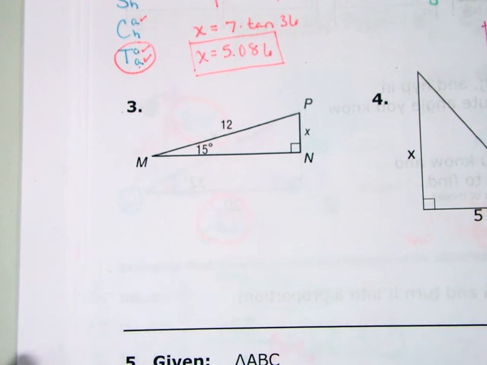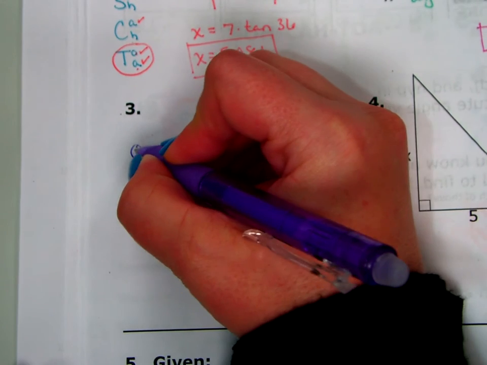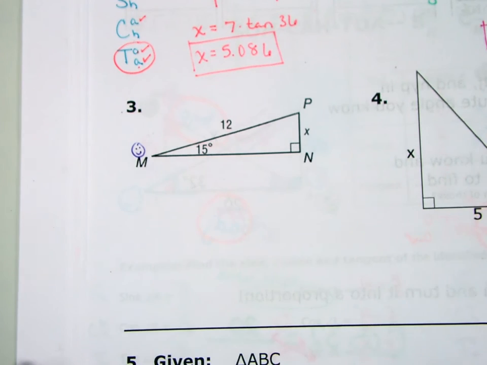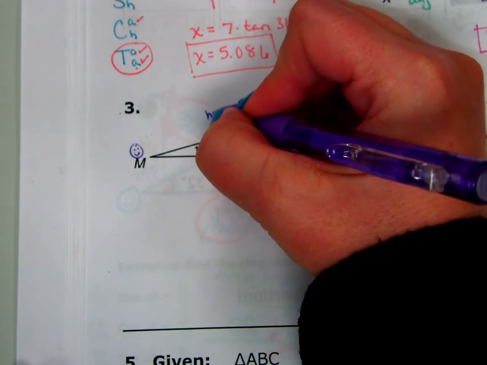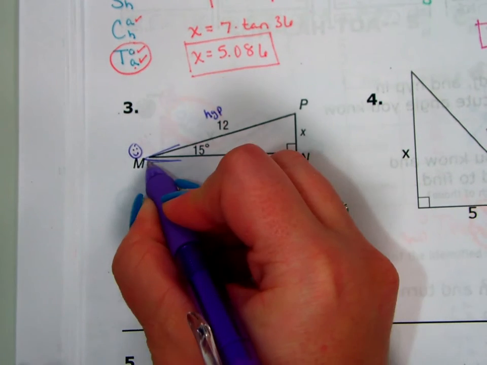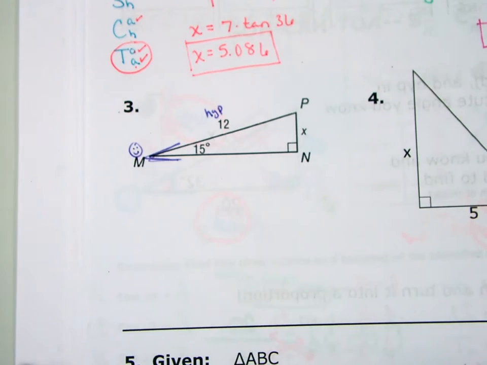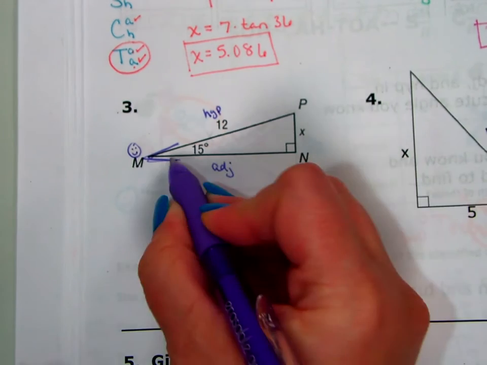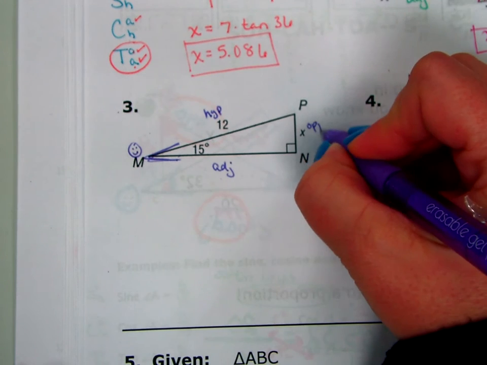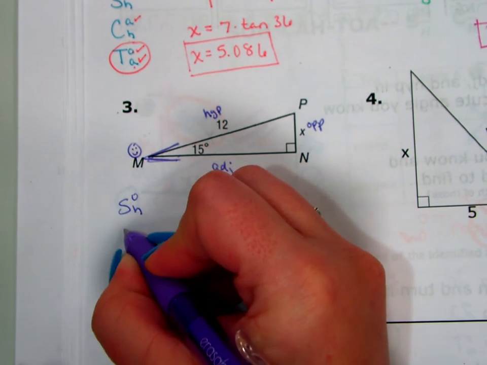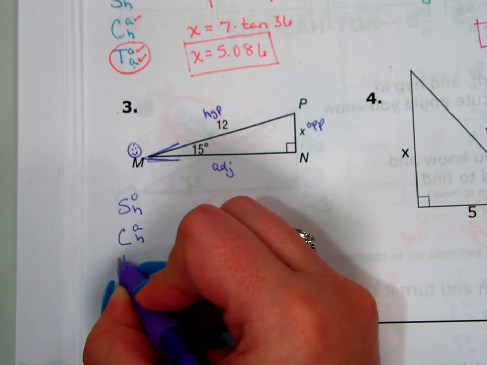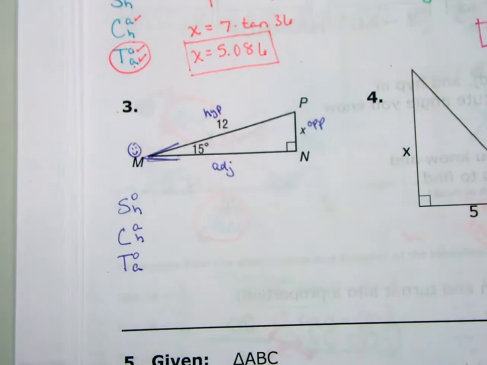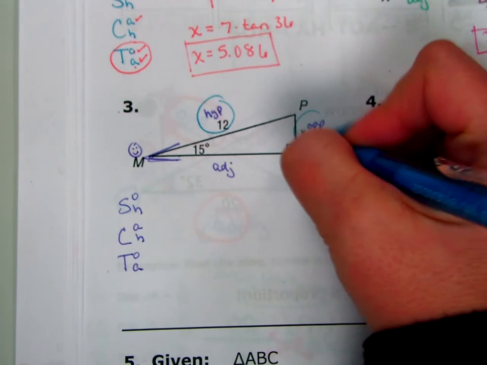Number 3, what angle am I at? The 15 degrees. What side is my hypotenuse? 12. Which side is the adjacent side? The unlabeled side. Which means the X is the opposite. So, SOH CAH TOA. Alright, what sides am I going to circle? Hypotenuse and opposite.